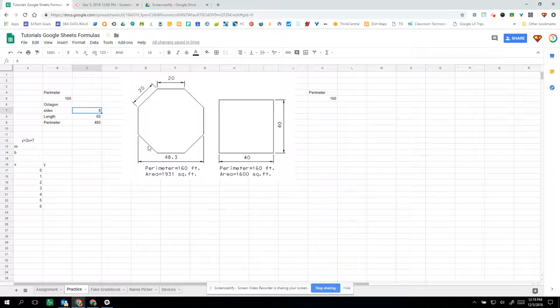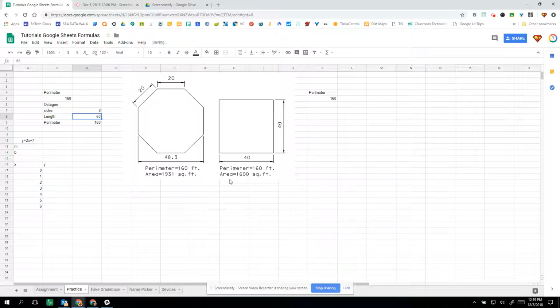Well, because this equation right here is just looking at those 2 cells, it doesn't matter what you type into those cells. I don't even have to make this an octagon. What if it was a pentagon? A pentagon only has 5 sides. It will actually do the math for you.